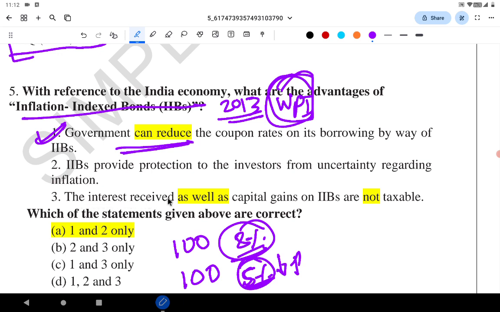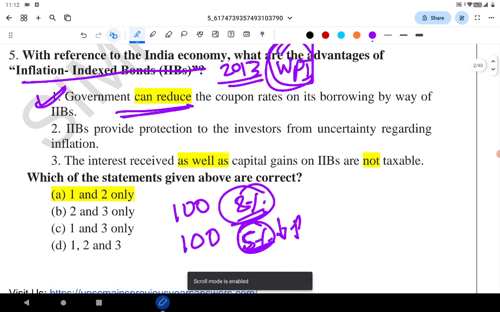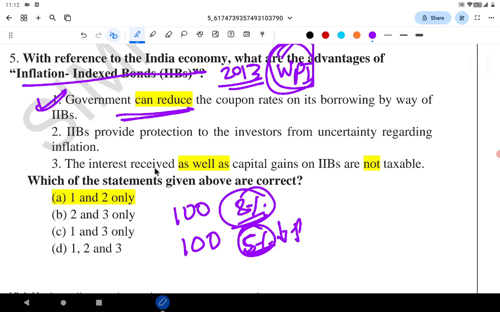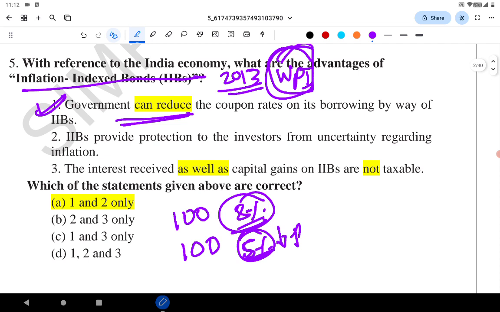Next, the interest received as well as capital gains on the IIBs are not taxable. They're taxable. They're 100% taxable. Sorry, they're taxable. There is nothing like this. And IIBs provide protection to the investor from the uncertainty of inflation.